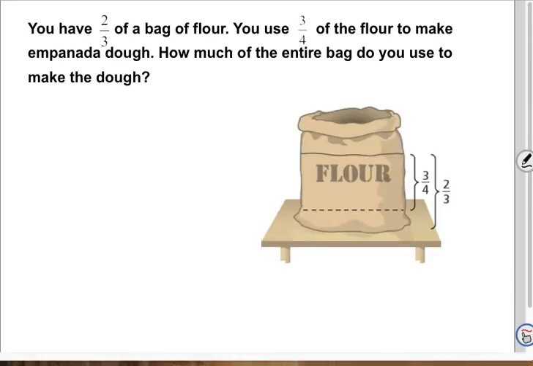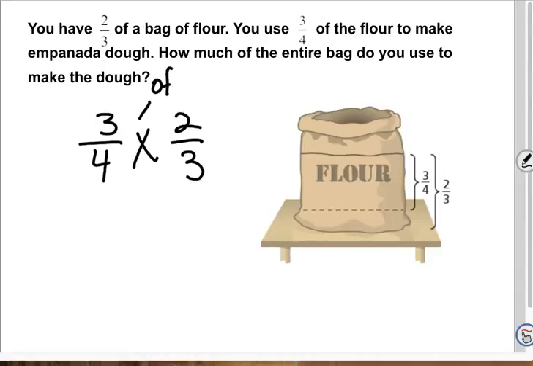Well, let's see. We've got a story problem. You have 2/3 of a bag of flour, and you use 3/4 of the flour to make an empanada dough. How much of the entire bag do you use to make the dough? Well, we're working with what type of operation? Multiplying, right? So if I take 3/4, I want to know how much is 3/4 of 2/3 of a bag. The word "of" is a word that can tell us that we're going to multiply. This here is often referred to in a story problem as the "of."